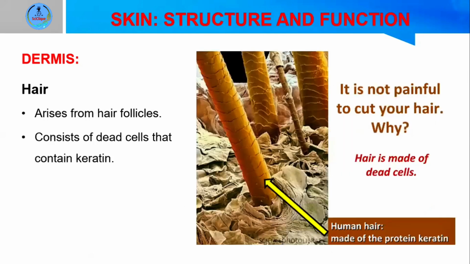Now, hair actually consists of dead cells that also contain keratin. Remember keratin? So we have keratin in our hair. We have it in the cornified layer. We also have it in our nails. It's also present in the hooves and horns of animals.